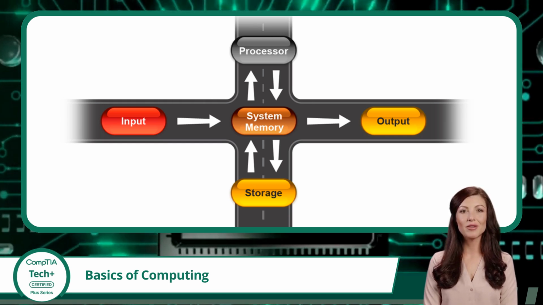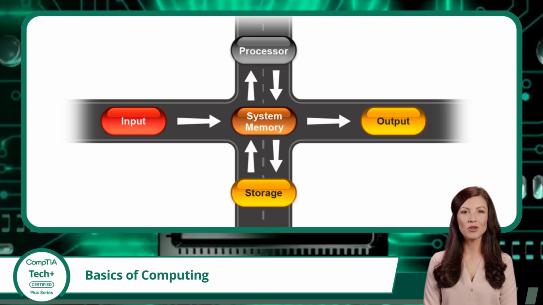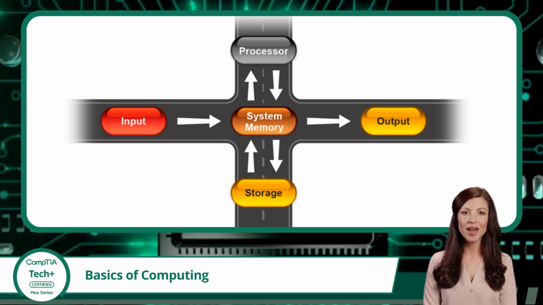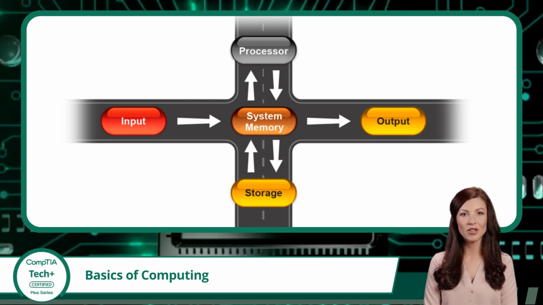Everything moves through system memory, which acts as a kind of temporary staging area. It holds the data while the computer figures out what to do with it. System memory is fast, flexible, and as you can see, it is central to the entire operation.